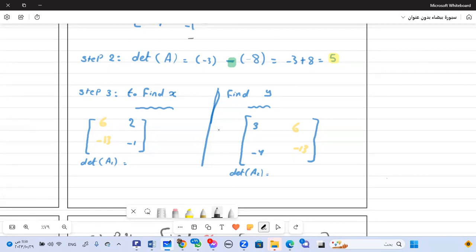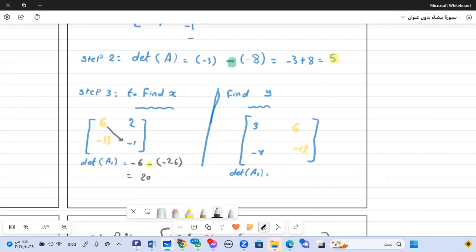We will do 6 multiplied by negative 1, it is going to be negative 6. Negative 13 multiplied by 2 will be negative 26. Do not forget, Hanin, that there is a negative between them. So the correct answer in here will be 20.